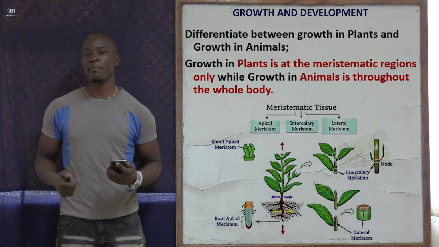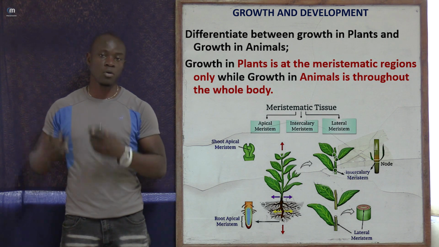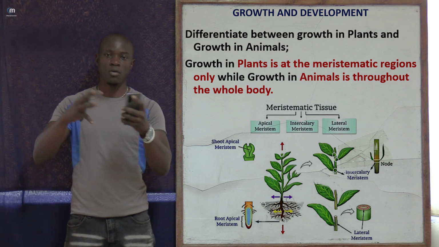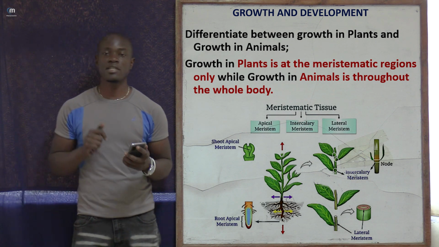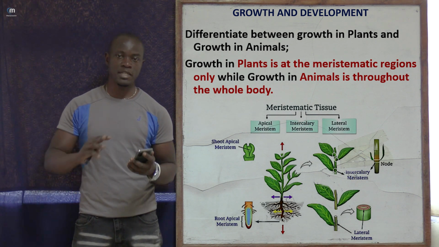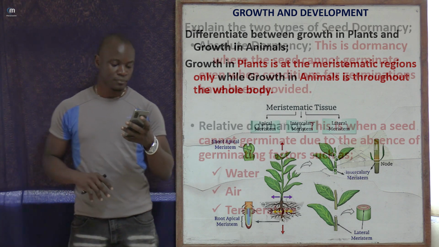While in animals, remember, growth takes place throughout the whole animal body. The whole animal body grows, while in plants, growth only takes place in the meristematic regions of the plant.